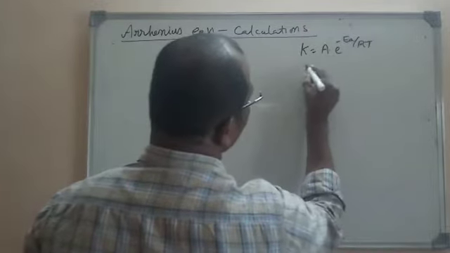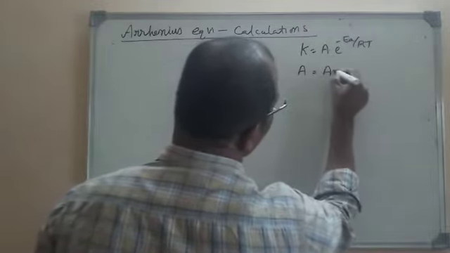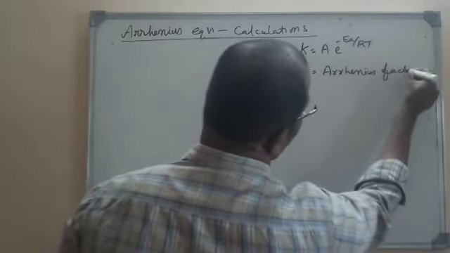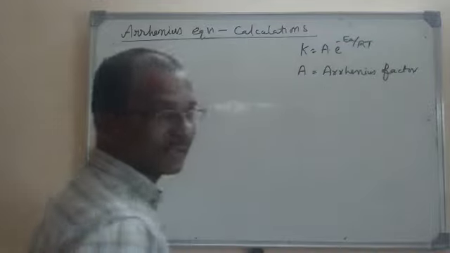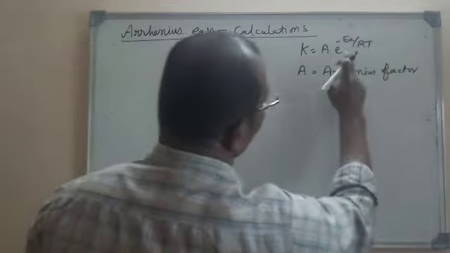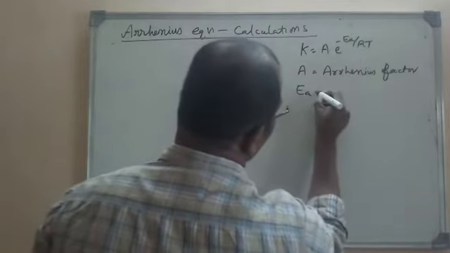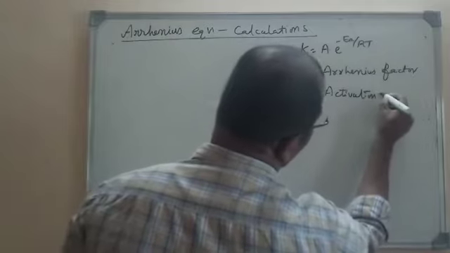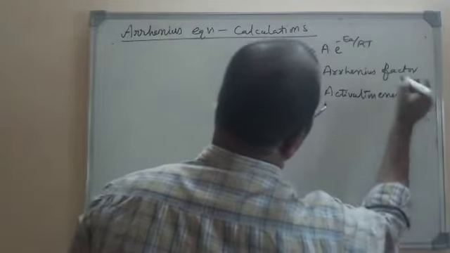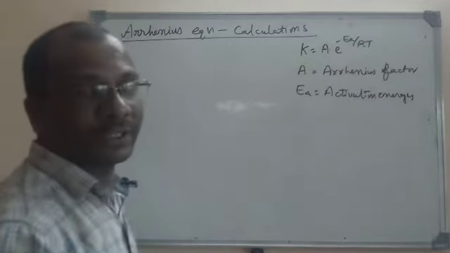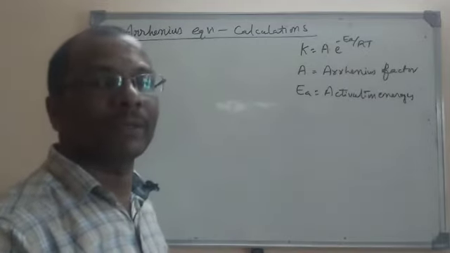Here, A is called the Arrhenius factor, and that one is also called the frequency factor. k is called the velocity constant. Ea is called the energy of activation, or activation energy. R, you know, is the ideal gas constant, and T is the absolute temperature.